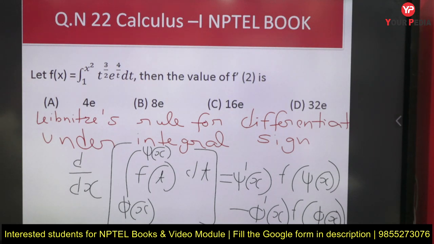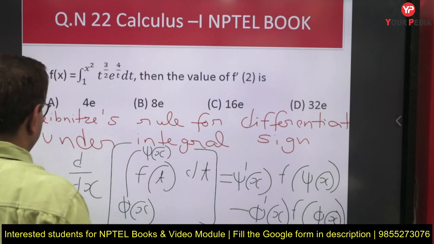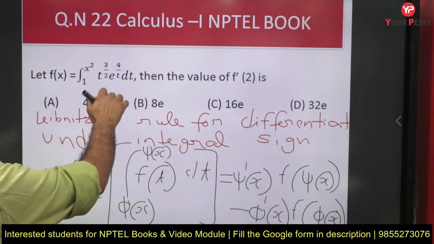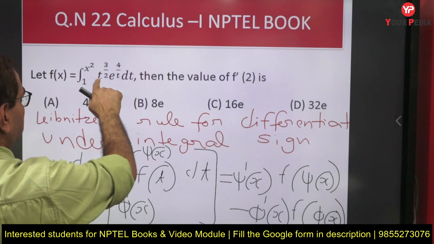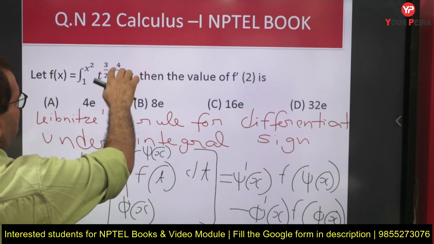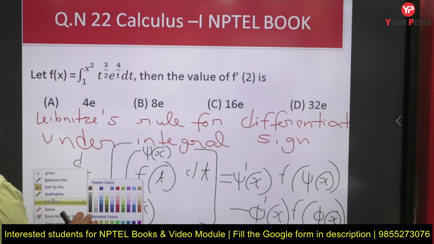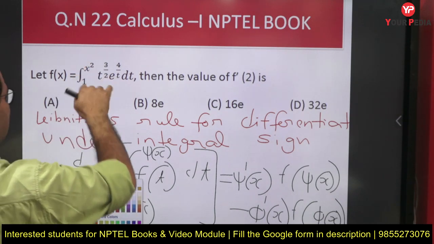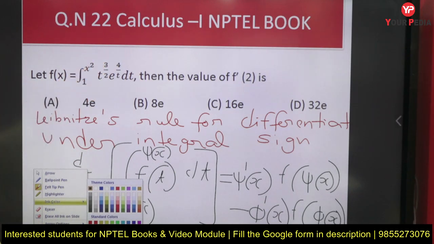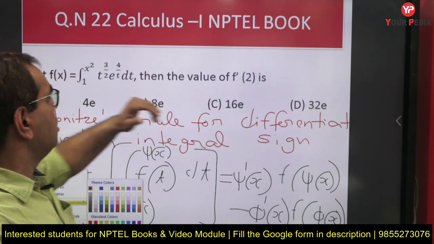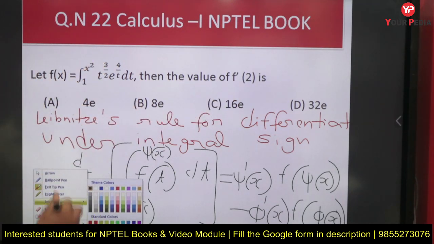Now we can apply this formula in this question. So what is this question? Our limit is 1 to x square, and the function of t is t to the power 3 by 2, e to the power 4 by t. We have to evaluate the differentiation of this, because f dash 2 we have to compute. So first we will compute f dash x.